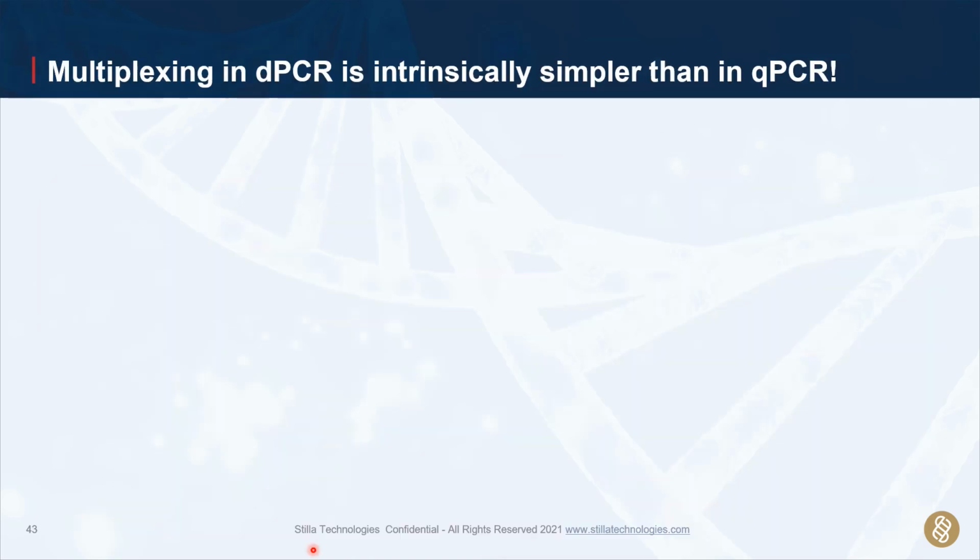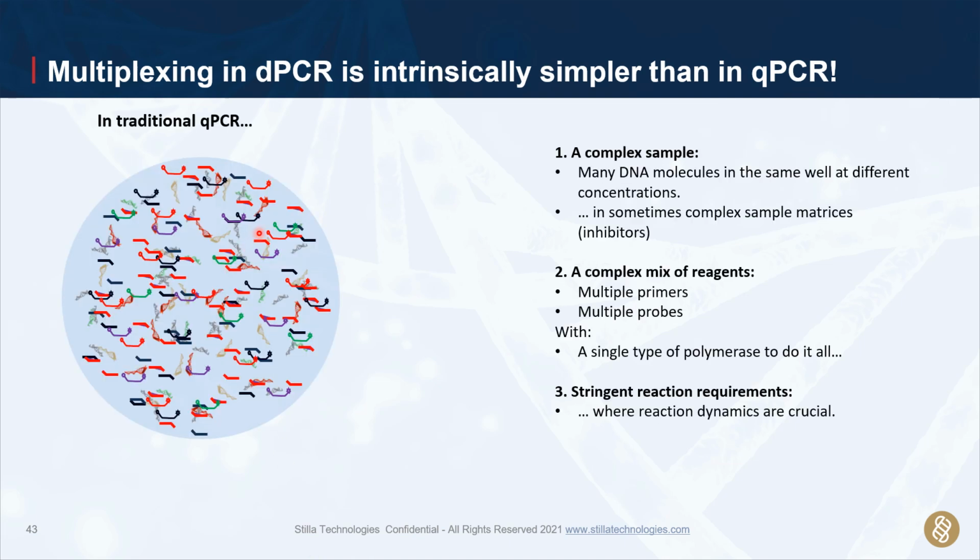Multiplexing in Crystal Digital PCR is intrinsically a simpler process than it is in qPCR. If we take qPCR as an example, we have one large reaction that is quite complex in nature, with a lot of DNA molecules present at different concentrations. We also have a mixture of primers and probes, all present at different concentrations, and a single polymerase to do all of the amplification in this reaction.